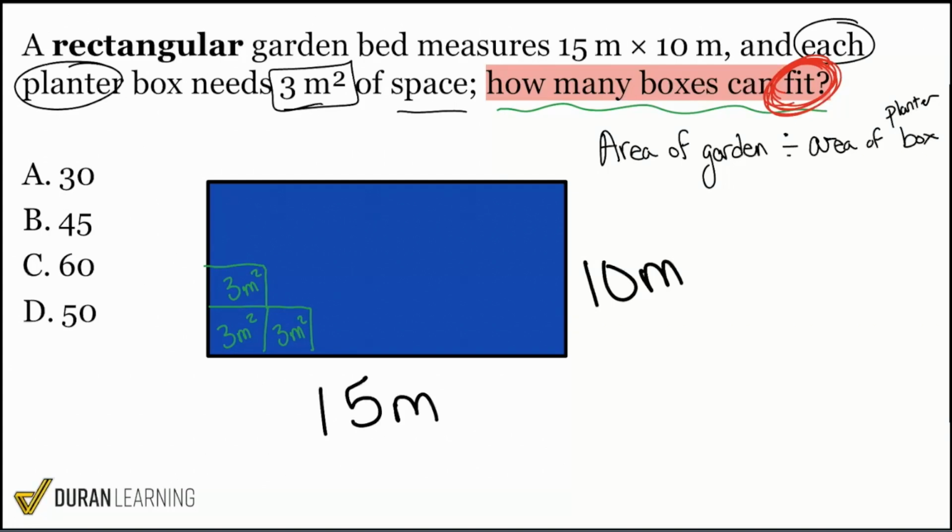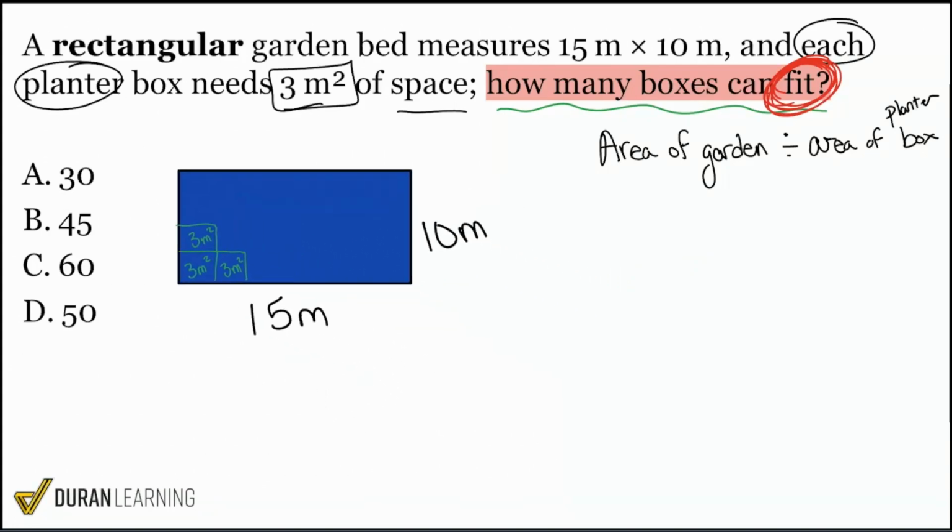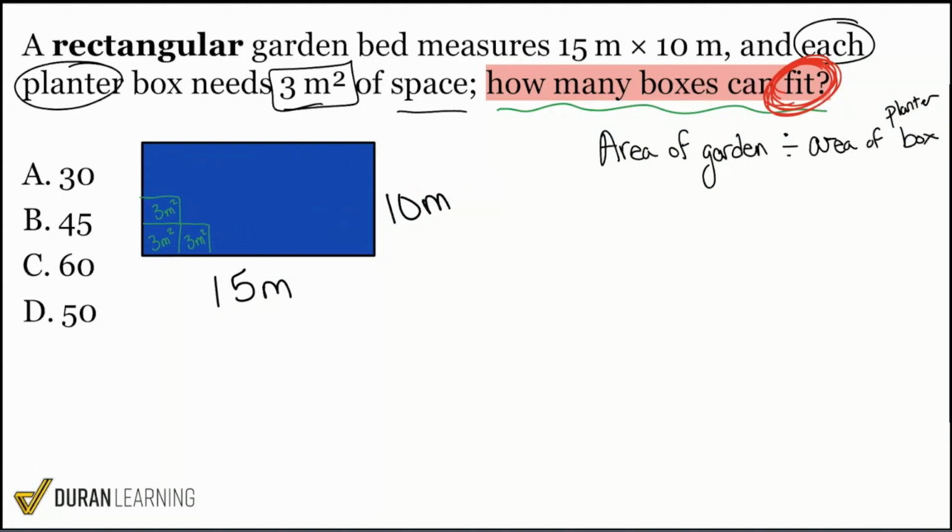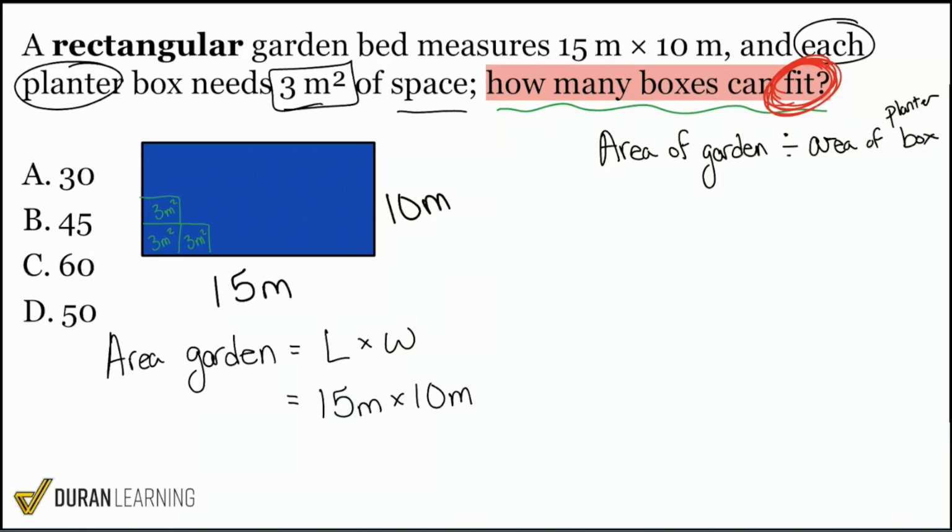So let me go ahead and take what we have and make it just a little smaller. And let's find the area of the garden first. So area of the garden, everybody, what's that gonna be? Well, the area of a rectangle is the length times the width. So now we just have to plug in the values we have, which is 15 meters times 10 meters. And that's going to be 150 square meters. So we have the area of the garden.